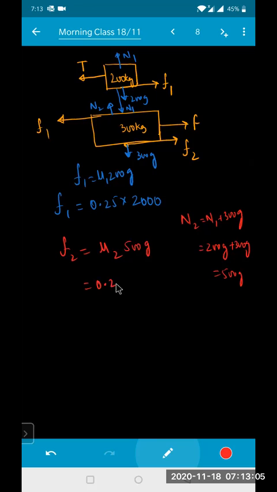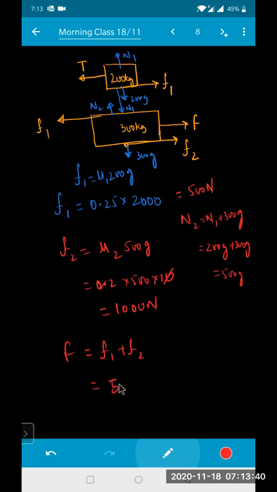Mu value is given as 0.2. So this is 500 into g, which is 10, into 0.2, so this will come to 1000 Newton. So what will the total force capital F be? This F1 and this F2, both of them are acting in the front direction, so it should be equal to F1 plus F2. F1 is 0.2 into 500 into 10, which becomes 500. So this will be 500 plus this one, which is 1000. So that will be equal to 1500 Newton.